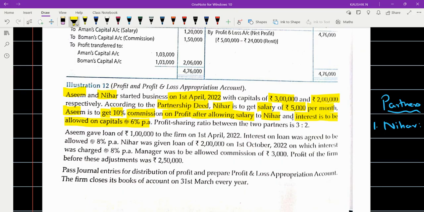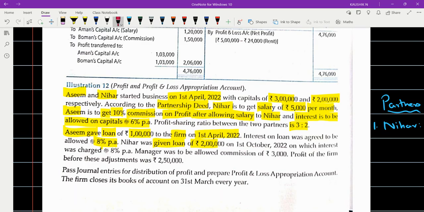Now what is given here? One more information. Asim has given a loan of rupees 1 lakh to the firm on the 1st April 22. Interest on that loan is 8% per annum. Nihar was given loan of rupees 2 lakh. Look at the case. Asim gave loan of rupees 1 lakh to the firm on 1st April 22. Interest on loan was agreed to be at the rate of 8% per annum. Nihar was given, okay, Nihar was given. Then what does it mean? Is it that Nihar gave loan to the firm or Nihar took loan from the firm?